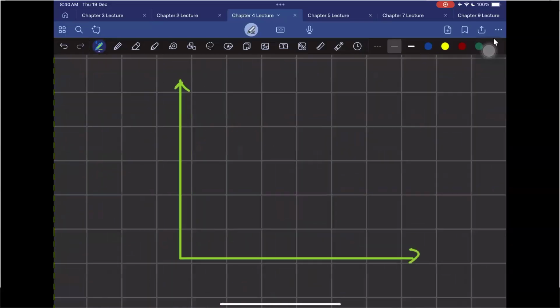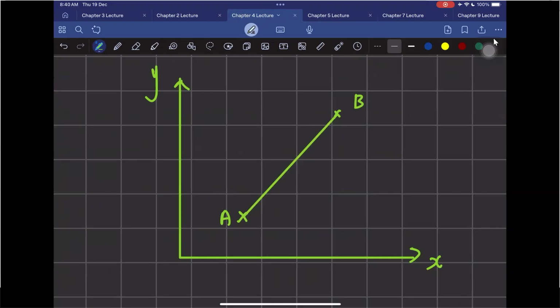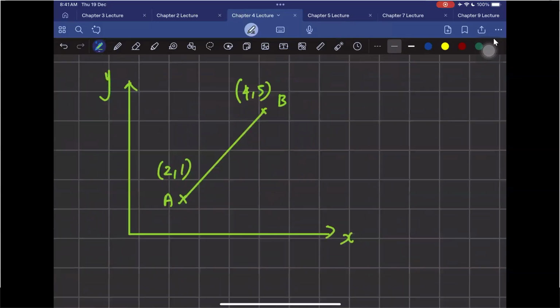Okay, so for gradient, when you have two different points, let's say you have a point A here and point B here. Then I draw a straight line connecting these 2 points. So let this point be 4 comma 5 and this one be maybe 2 comma 1. Okay, just an example. Again, draw the origin. Now I'm asking you to find the gradient of this line.